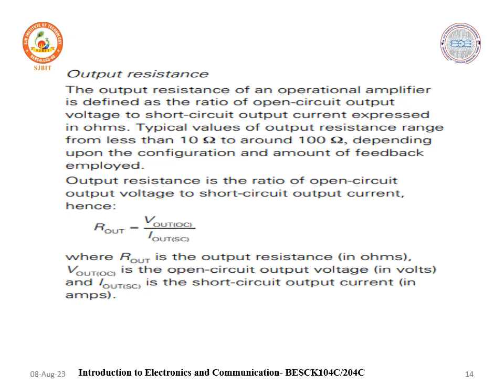Considering output resistance, the output resistance of an operational amplifier is defined as the ratio of open circuit output voltage to short circuit output current, expressed in ohms. You can write the equation, R out is equal to V out by I out. Output voltage is considered at open circuit, then current we are going to consider as short circuit.